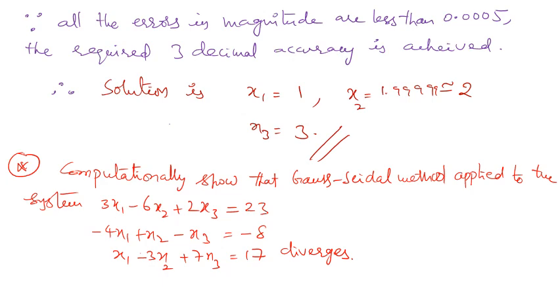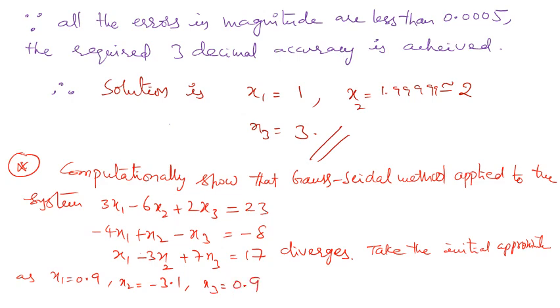Next, take the initial approximation as x1 equal to 0.9, x2 equal to minus 3.1, x3 equal to 0.9. Okay, and one more. Okay, later on I will give a hint. Let us see the solution.